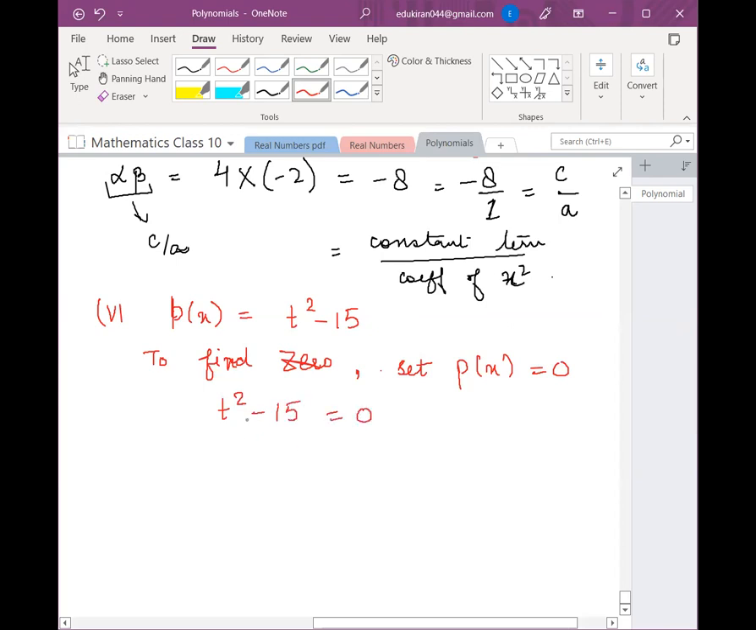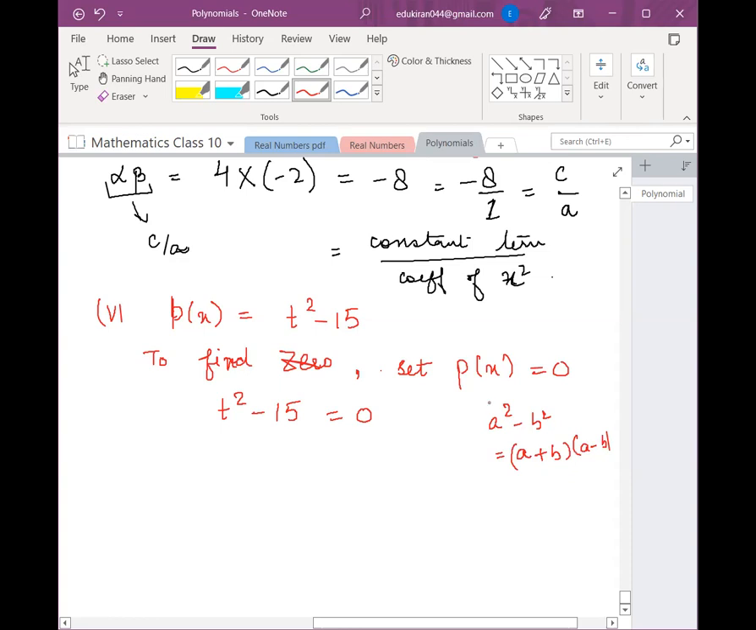Now there is no x term here, so we cannot use the middle term splitting method. We want to break it into factors, so whichever method you find suitable, you can do. So what I can do is, you remember the formula a square minus b square? What is it equal to? It is equal to a plus b into a minus b.